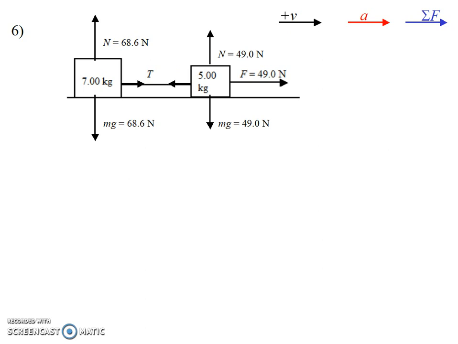Okay, so what happens next? Well, we're going to write sigma F equals ma for each individual object. So we start with the 7 kilogram object. We write sigma F equals ma. And we see that the weight and the normal force are going to cancel, leaving only the tension as the net force. We called right positive, so we'll write this as positive T. The mass is 7 kilograms, so we can write positive T equals 7 kilograms times a, the unknown acceleration. Here we have an equation with two unknowns. There's nothing more we can do with this, and so now we just go over to the 5 kilogram object.